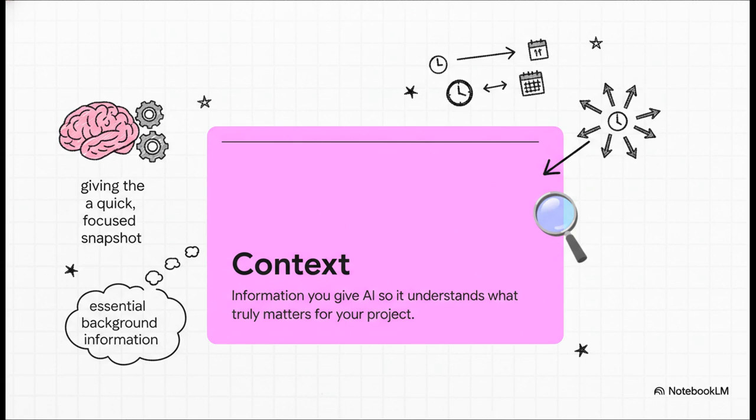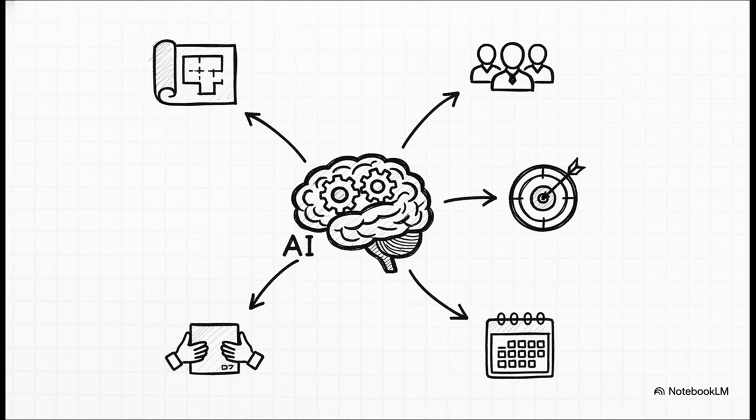So, what do we even mean by context? Well, think of it like this. You're giving the AI a quick, focused snapshot of your project. It's all that essential background info that helps it understand your specific goals and your constraints, so it's not just taking a wild guess. To be really effective, your context needs to cover these 5 key things.